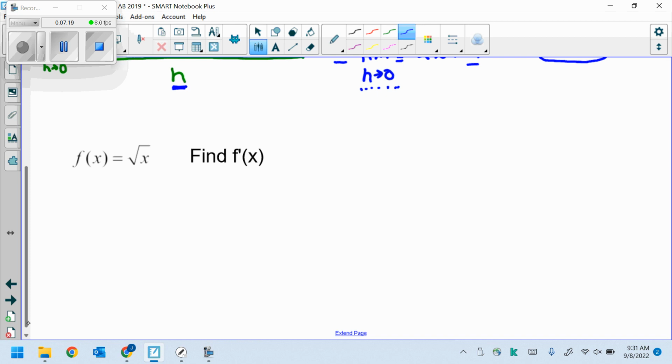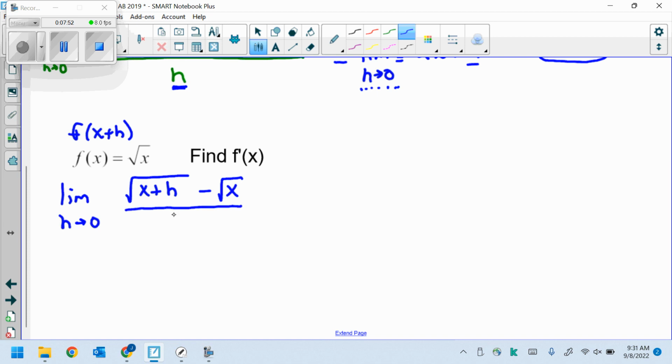If f of x is that, now I've got to take the limit as h approaches 0. And I've got to get a function for my derivative, so I can find the slope at any x value. I need f of x plus h, which just means I'm going to put that underneath the square root sign. Then I've got to subtract f of x, and divide the result by h.